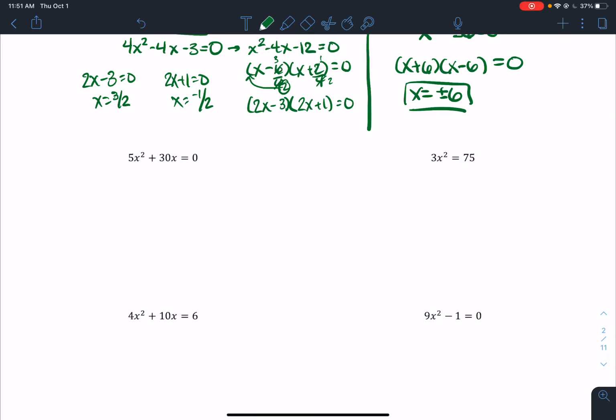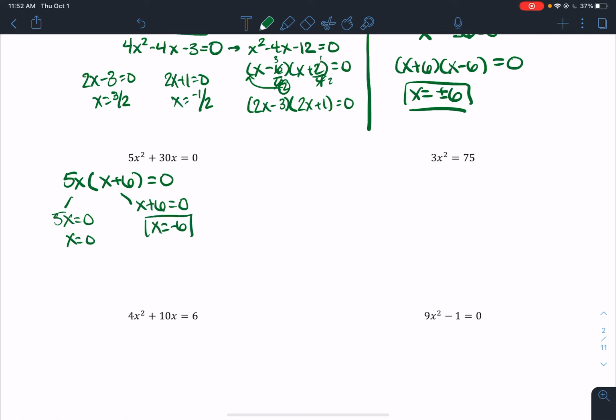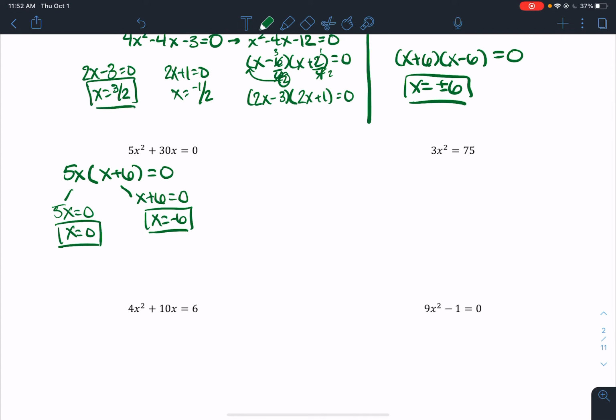5x squared plus 30x equals 0. Here I have a greatest common factor of 5x that I'm going to factor out. So I'll have x plus 6 on the inside. 5x equals 0. x plus 6 equals 0. So x equals 0. x equals negative 6. Awesome.